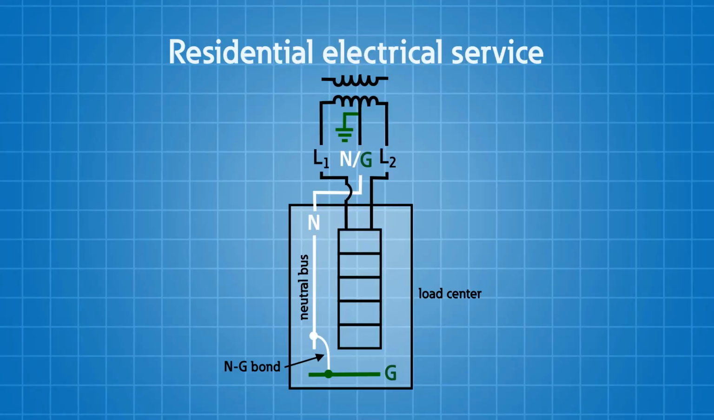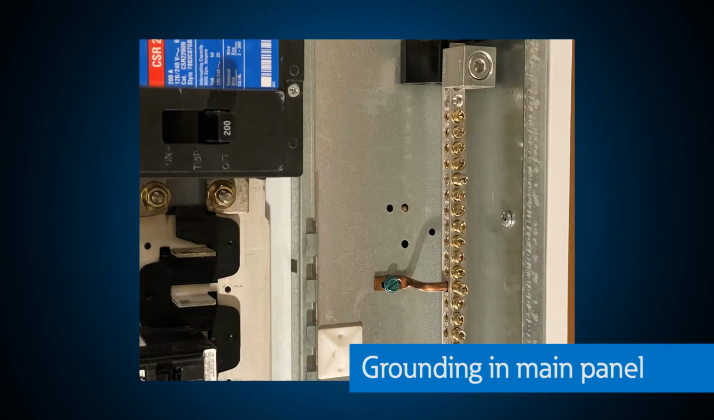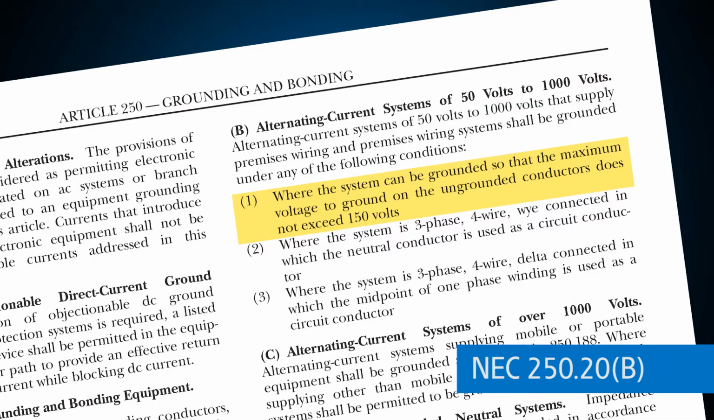A residential system is a solidly grounded system with two hots and a grounded neutral conductor, which is a single wire. This allows the utility to ground the transformer and you to ground your main load center without dividing the current going back to the source because there's only one wire. NEC section 250.20(B) tells us that all premises wiring systems shall be grounded when the voltage to ground on the ungrounded conductors doesn't exceed 150 volts.